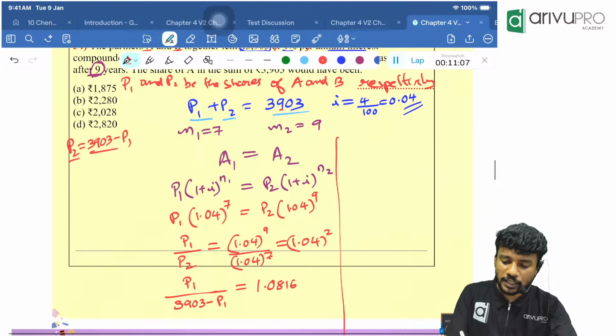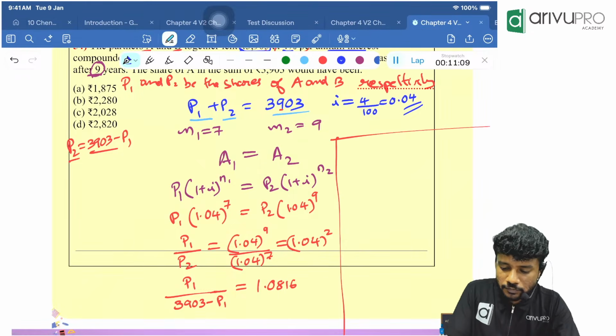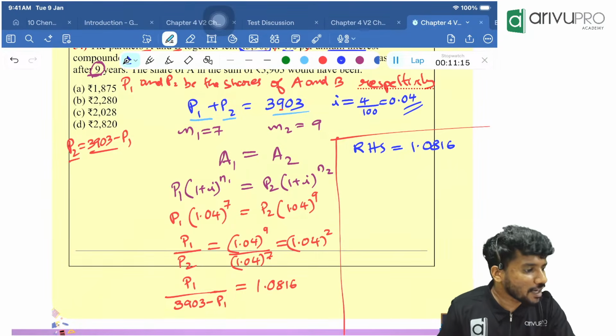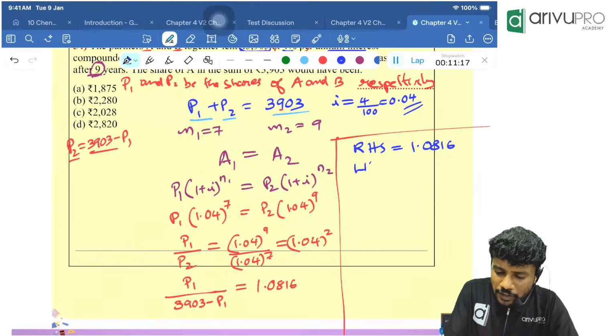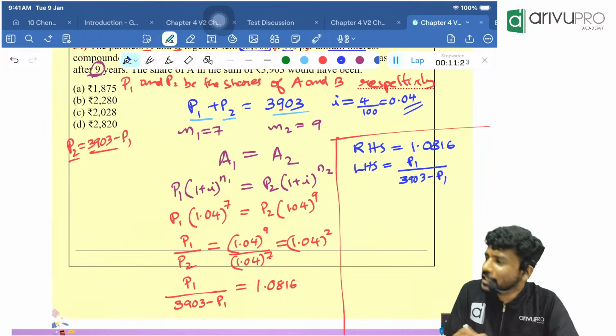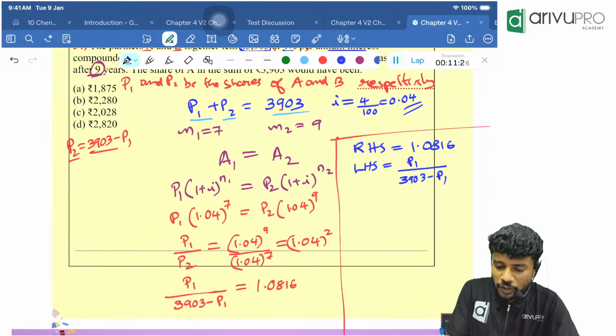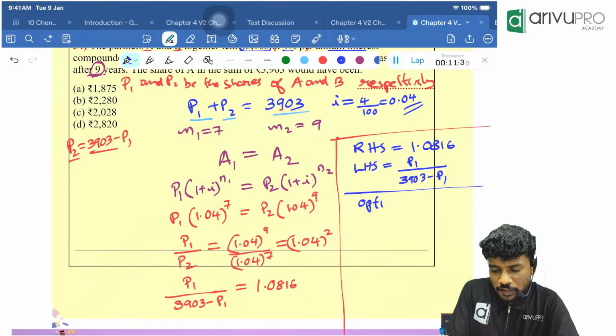Okay. Option hit, people, from here. RHS is how much? 1.0816. That is my RHS. What is my LHS, people, in the given question? P1 divided by 3903 minus P1. Okay. Now I am going to option hit. Which option you want to try first? You tell me. Option hit with option A.